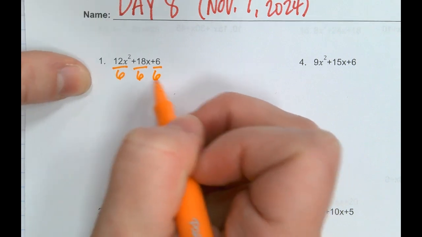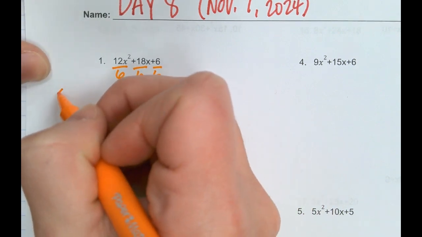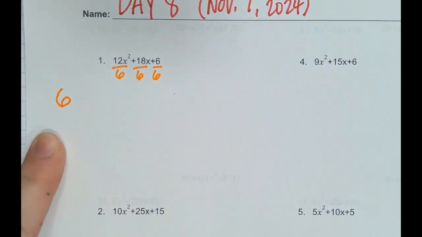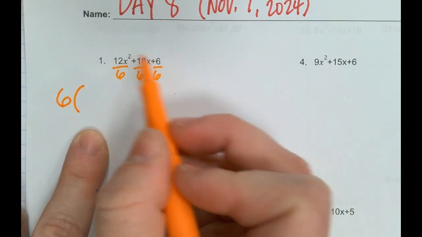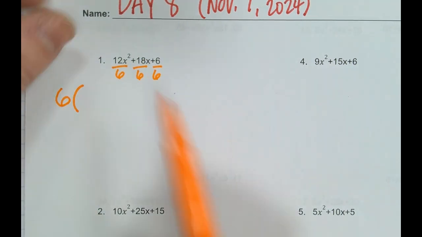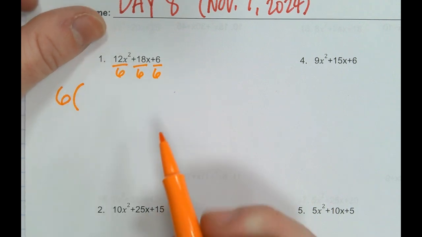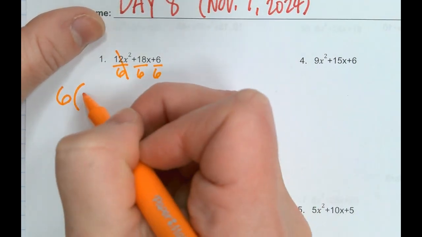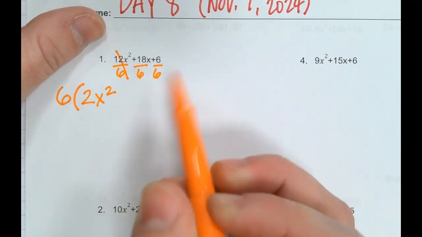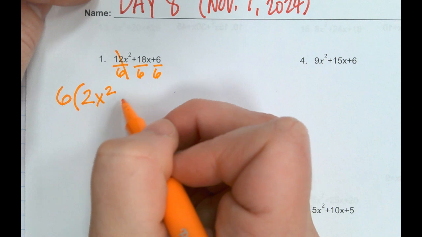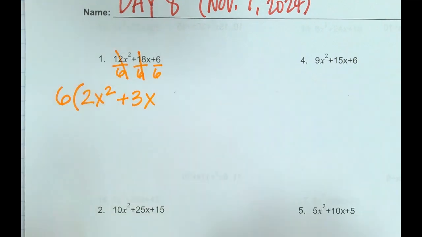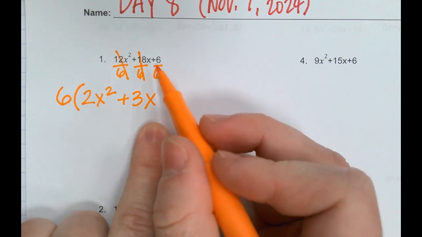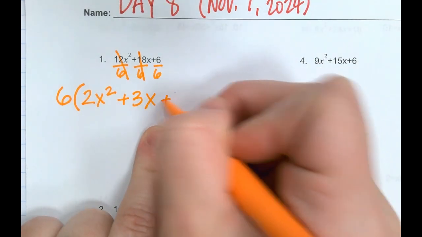Right. So whenever we take out our GCF, we want to keep track of it by putting it over to the side. And then in parentheses, we are going to do the division. So what is 12x squared divided by 6? Good. Cross these out. Now it's 2x squared. And then 18 divided by 6. Good. Plus 3x. And again, I will encourage you to cross these off as you go so you don't accidentally use the wrong number in your answer. And then 6 divided by 6. 1.